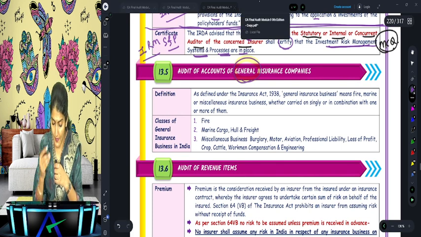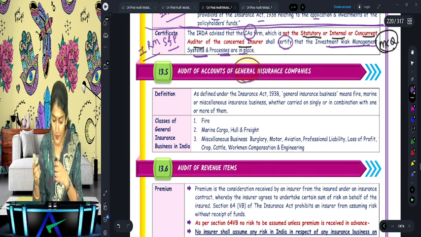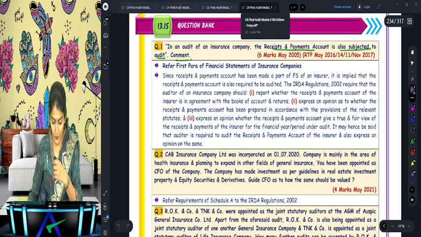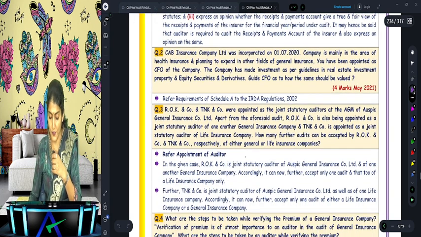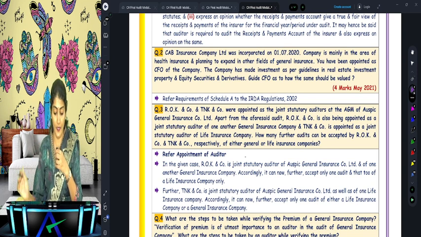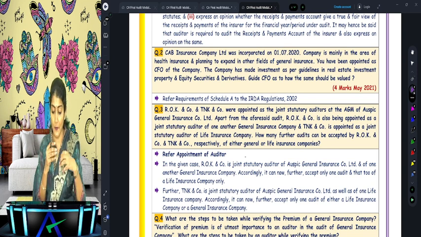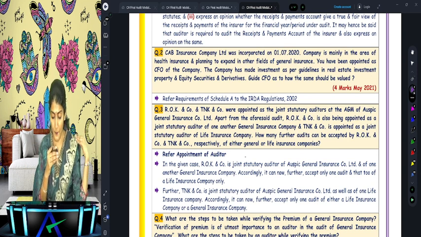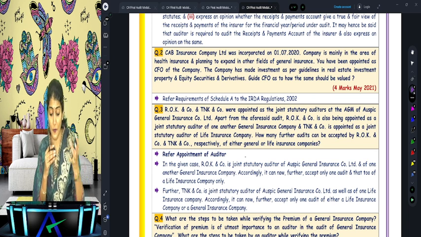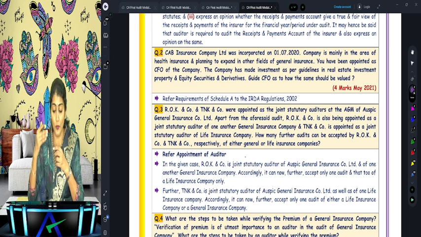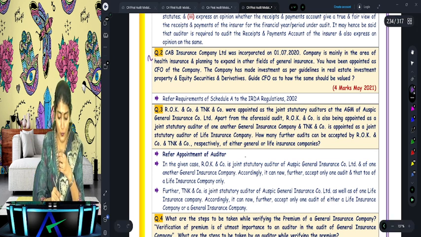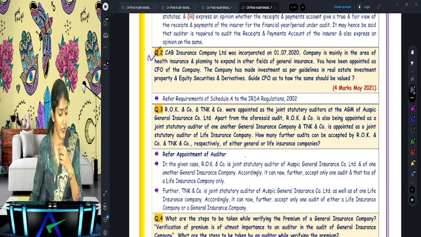Okay, right, let us see what is happening in the question bank over there. Right, question bank, what are the points over there? Yes, the CAB Insurance Company was incorporated on 1st July. Company is mainly in the area of health insurance and planning to expand in the other fields of general insurance. You have been appointed as a CFO of the company. The company has made investments as per the guidelines in the real estate investment property and the equity securities and derivatives. Guide the CFO as to how the same should be valued. Right, so you have to talk about the valuation of investments of the insurance company.